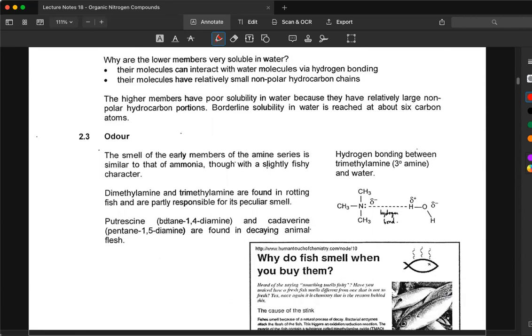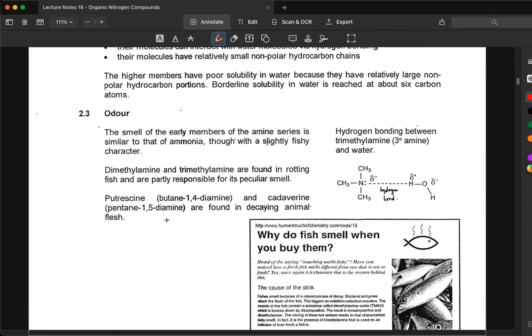As for the smell, they have a fishy character. They are found in rotting fish, like dimethylamine as well as trimethylamine. We have butane-1,4-diamine and pentane-1,5-diamine found in decaying animal flesh. All right.